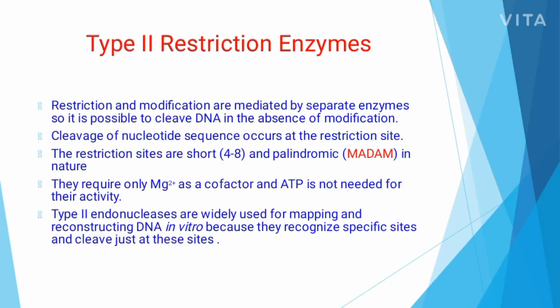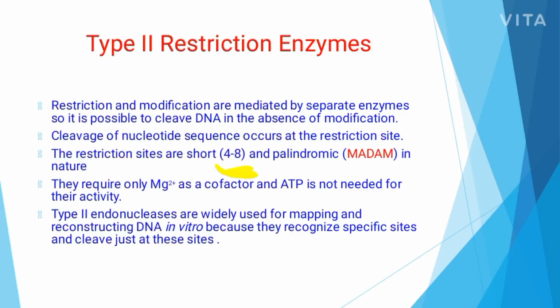We know that restriction enzymes may exist in combination with modification, that is, methylase function is also seen. Here in type 2, they exist as separate enzymes. The restriction cleavage property is present in one enzyme and the methylase property is present in another enzyme. They exist in separate enzymes, so it is possible to cleave the DNA even in the absence of modification. And these type 2 enzymes generally recognize 4 to 8 base pairs. The recognition sites are either 4 base pair, 6 base pair or 8 base pair.